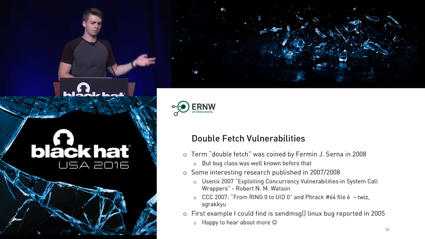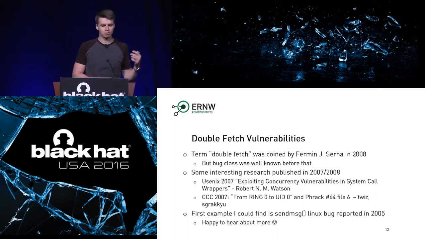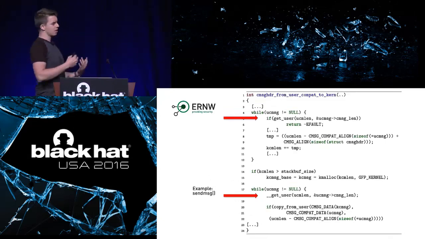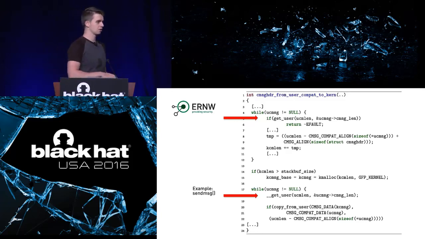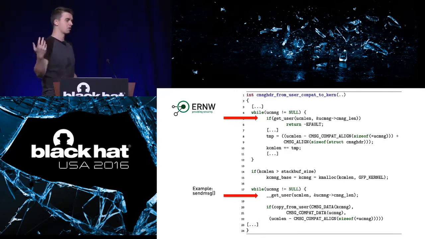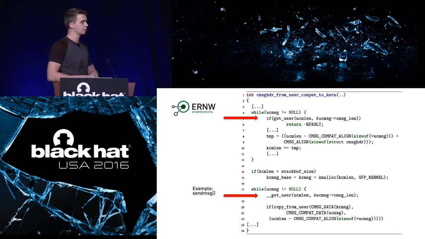The first example of a bug that fits this double fetch paradigm is a sendmsg Linux bug which allowed privilege escalation in 2005. I also have an example for this one. In this kind of shared memory interface, if you have user space to kernel communication, you can think about the user space as a shared memory interface, because the kernel can access it, but at the same time the user space can still manipulate it.